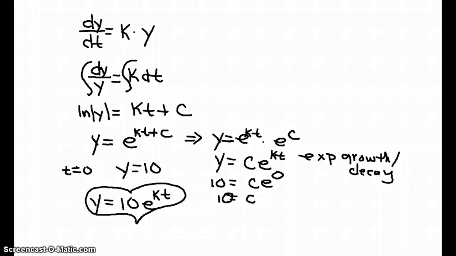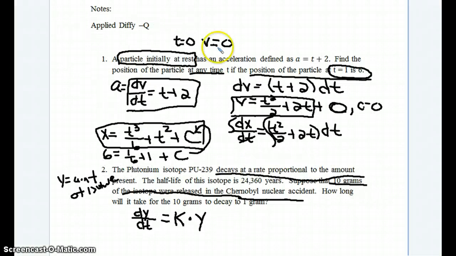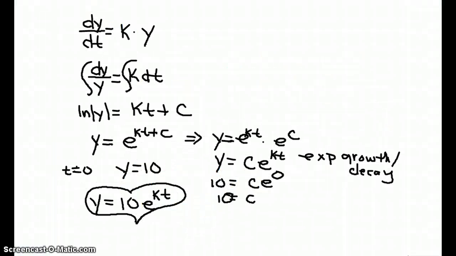Looking back at general solution, particular solution, going back to our velocity stuff, and just going backwards from acceleration to position, and then looking at this rate of change is proportional to the amount present, and how that leads to this. That's what I want you to focus on.